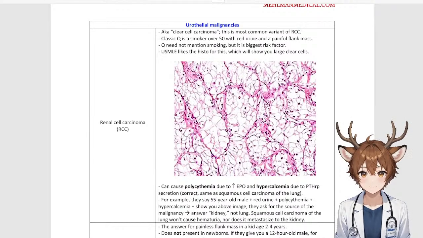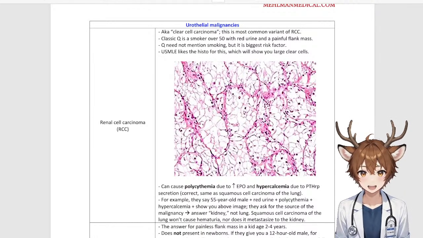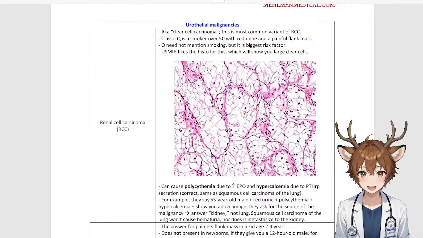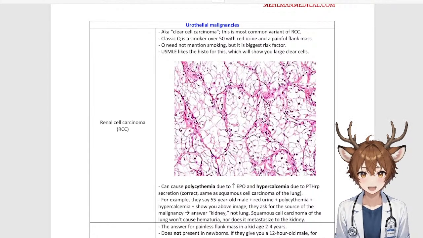So for example, they say 55-year-old male plus red urine plus polycythemia plus hypercalcemia plus show you the above image. They'll ask you for the source of the malignancy. The answer should be kidney, not lung. Squamous cell carcinoma of the lung won't cause hematuria, nor does it metastasize to the kidney.